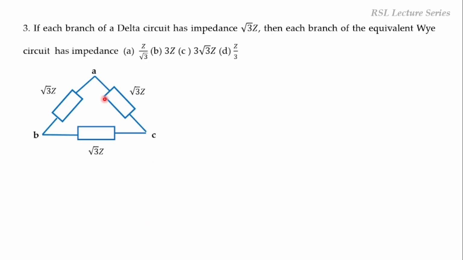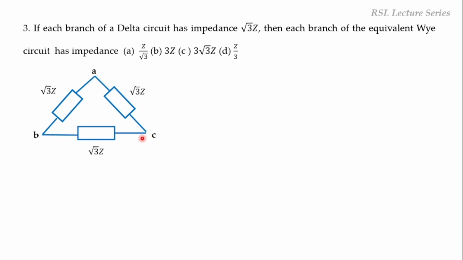Now the third question: if each branch of a delta circuit has impedance √3 into Z, then each branch of the equivalent Y circuit has the impedance. These are the options given. This is again a straight problem.